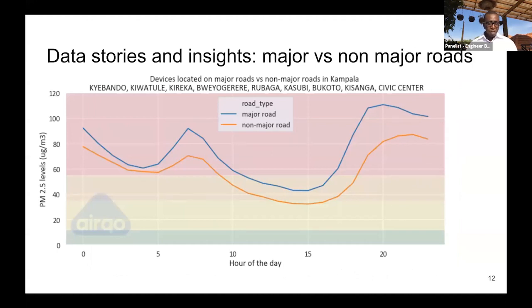Another example of a simple data story that we're able to derive from this data collected over time is we're able to see how the pollution is varying across the major roads versus the non-major roads, and as expected, we can see that air quality tends to get worse around the major roads. But also what is interesting is that regardless of the location, you have a similar pattern of air pollution variations across the day. So air pollution getting worse early in the morning and late in the evening, and improving from around 10 a.m.